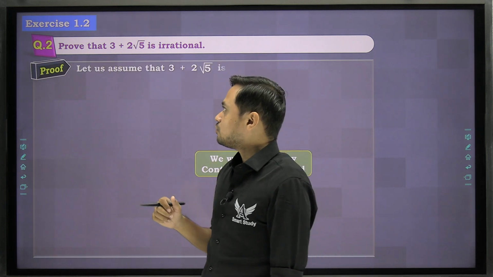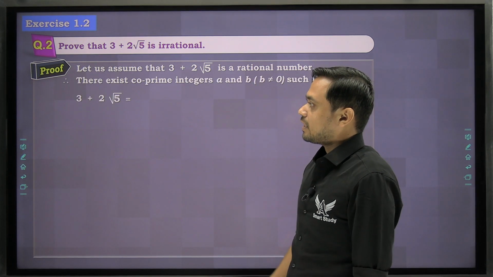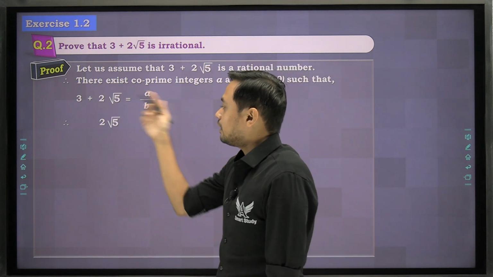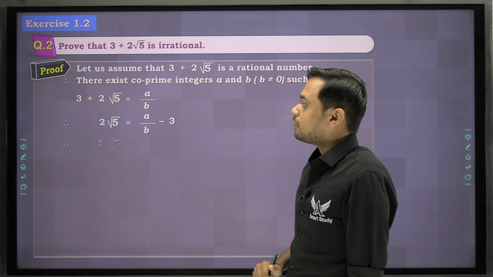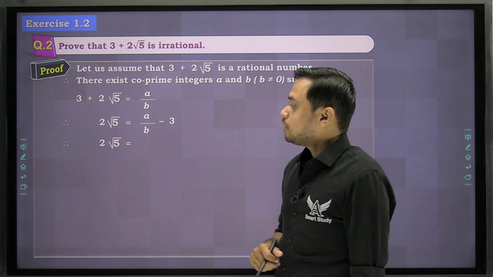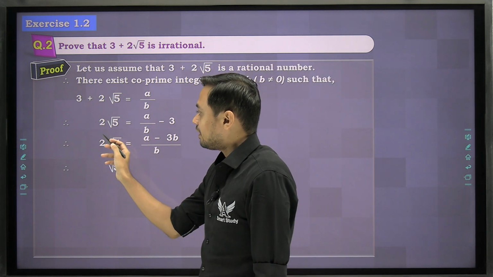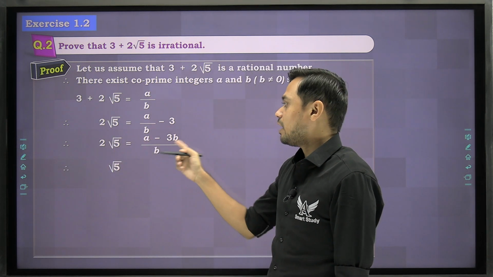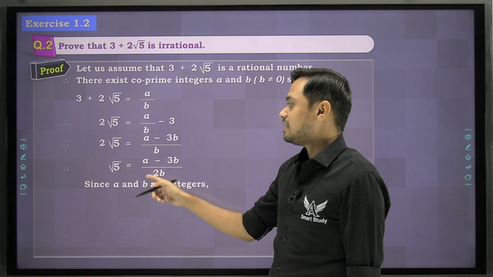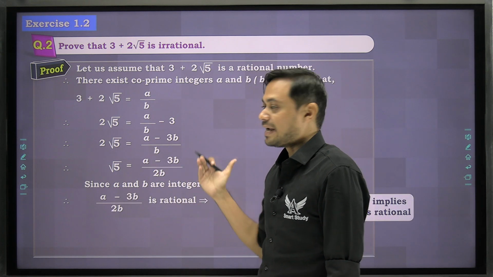So first of all, let us assume that 3 plus 2 root 5 is a rational number. So we can write it in a by b form. Now we shift 3 to the right side, so it becomes 2 root 5 is equal to a by b minus 3. Now on the right side we can take the LCM, so it becomes a minus 3b divided by b. Now we take this 2 into the denominator, so it becomes a minus 3b divided by 2b.